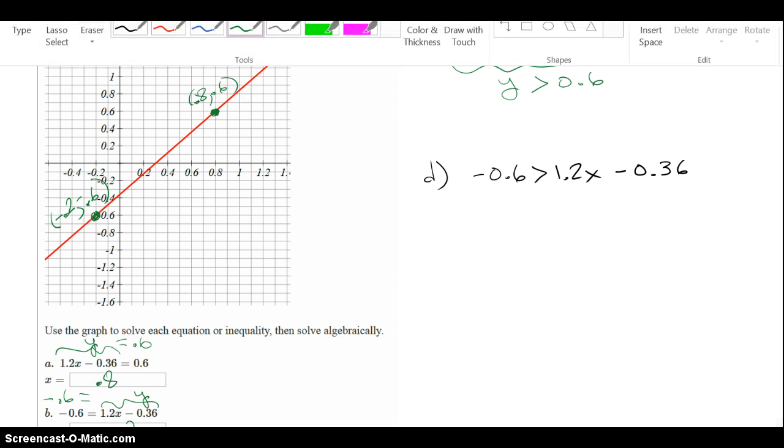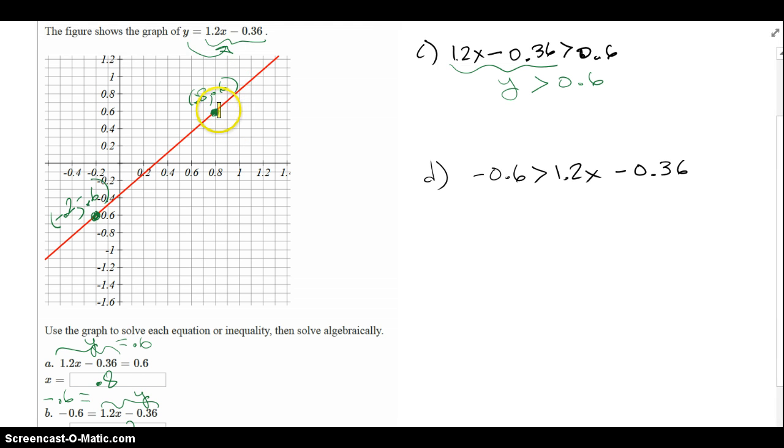Well, y is going to be bigger if I go up. So in this region, y is bigger than 0.6, and what x coordinates qualify for that? Right here, all the x's below, it's kind of as if it were to cast a shadow down on the x-axis. Those are the x values that qualify. In other words, the solution is all the x's bigger than 0.8.